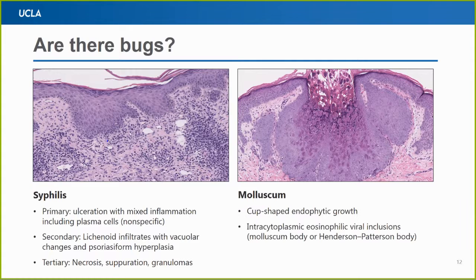Molluscum can be the easiest case if you see an intact umbilicated papule with the characteristic viral inclusions like this, but it can be very hard if it's disrupted. So if you have a lesion that looks like a ruptured follicle, then think about the possibility of ruptured molluscum and make sure you do level sections to look for viral inclusions.